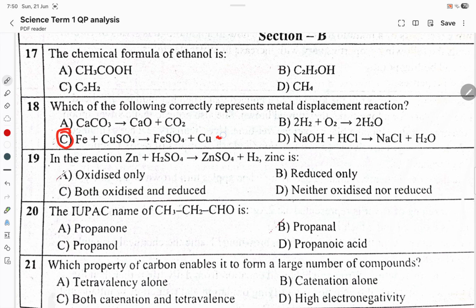So the answer for this question is option C. Iron plus copper sulfate gives rise to iron sulfate and copper, right? Now let's go to the next question, number 19.